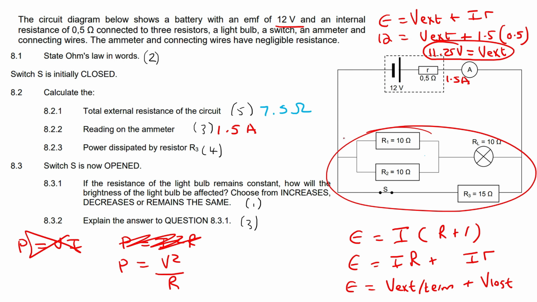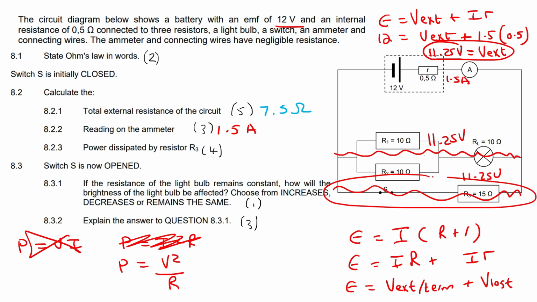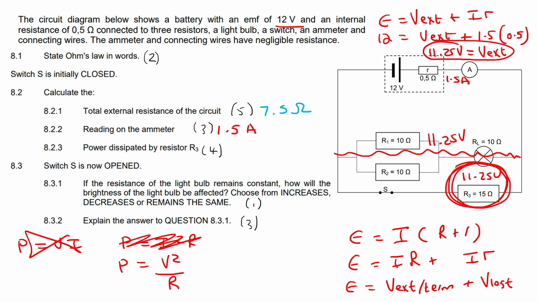Well, that is used here in this parallel part because there is no other device over here, for example. So remember that voltage in parallel is the same. So it means that this voltage for this whole branch is going to be 11.25 volts. But now in this branch over here, there is only one device. So we can say that this 11.25 volts is going to be used up with that R3 over there. Whereas in this branch, the 11.25 is going to be split up with those devices over there.